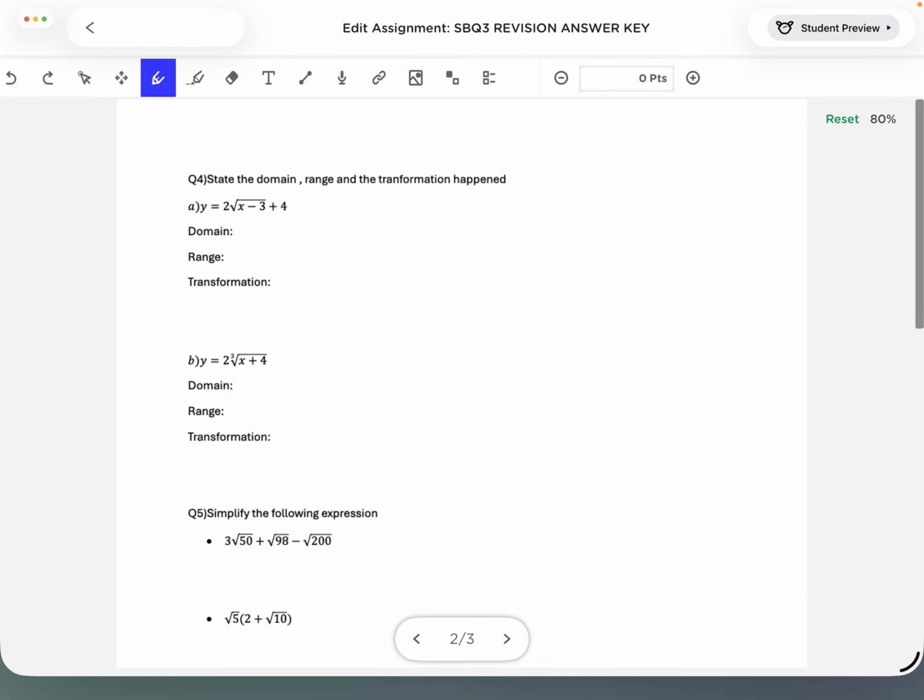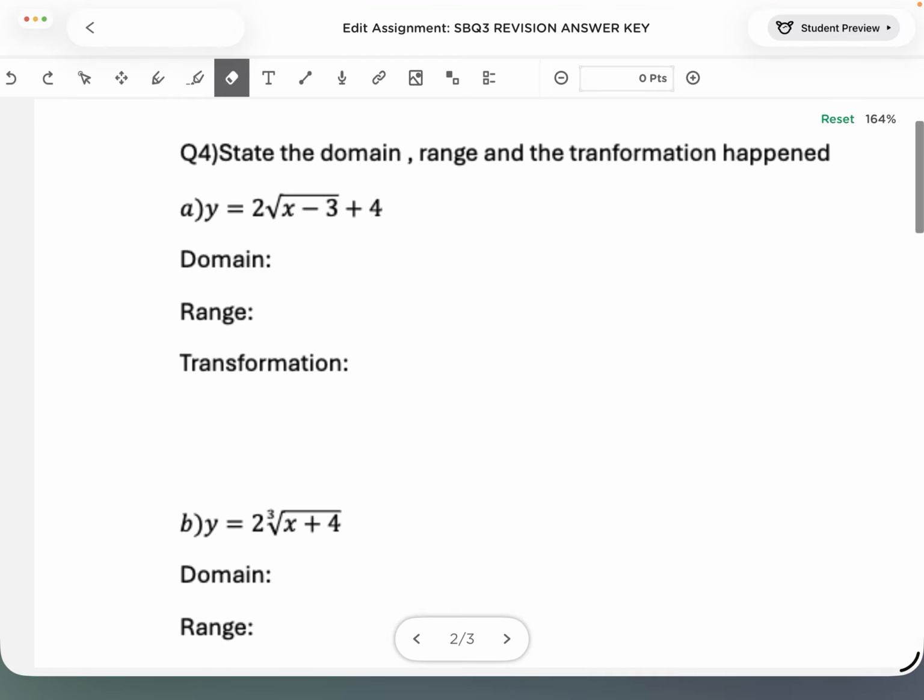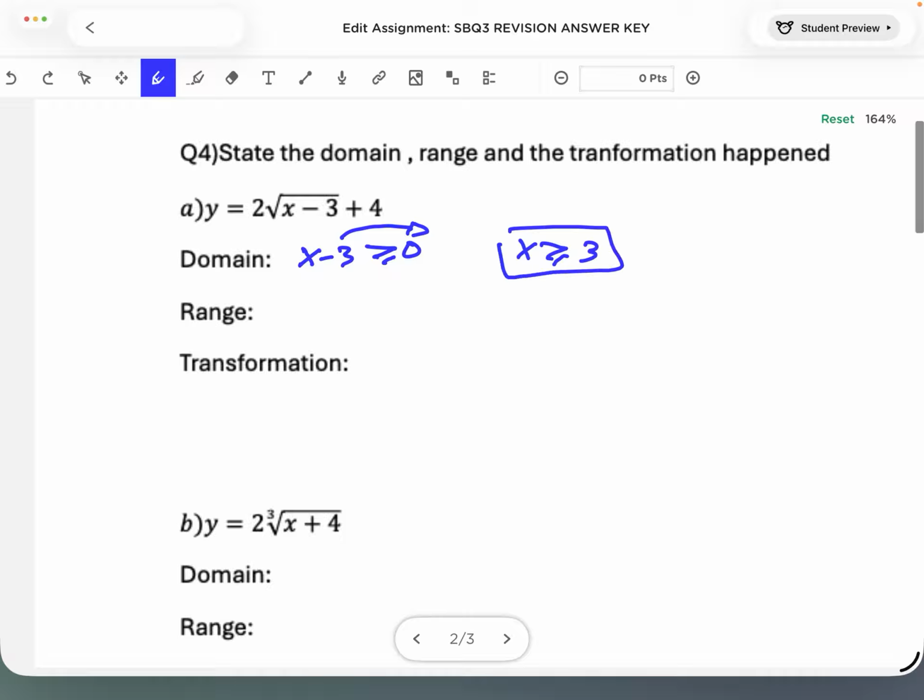Next one, same story. The question is asking me to know the domain and range and the type of transformation. For the domain, I will take the radicand, which is x minus 3 greater than or equal to 0. Move 3 to the other side, so x is greater than or equal to 3. This is my domain. For the range, I will take only k: y is greater than or equal to k, which means y is greater than or equal to 4.